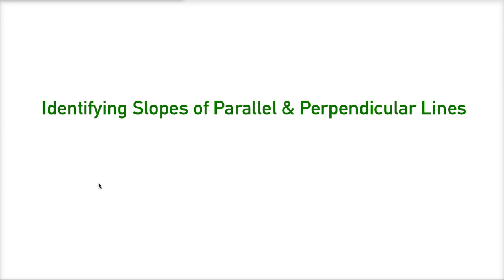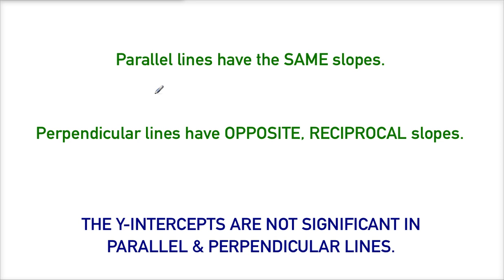Let's work a little bit more on identifying the slopes of parallel and perpendicular lines. Now remind yourself from the last lesson video, parallel lines have the same slopes. So if one line has a slope of 2, a parallel line to it will also have a slope of 2.